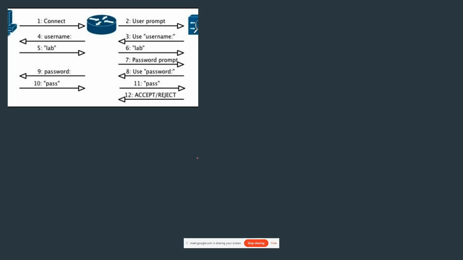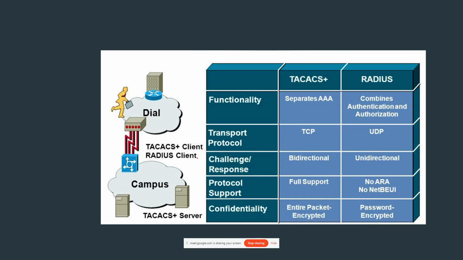So this is for TACACS. This is the difference between TACACS Plus and RADIUS. AAA, authentication and authorization. So we are combining both here. You are authenticated means you will have authorization also. You can go and have access.